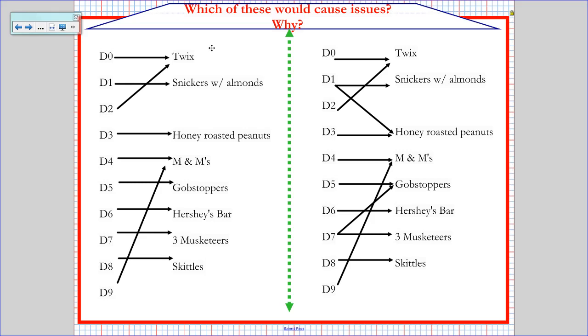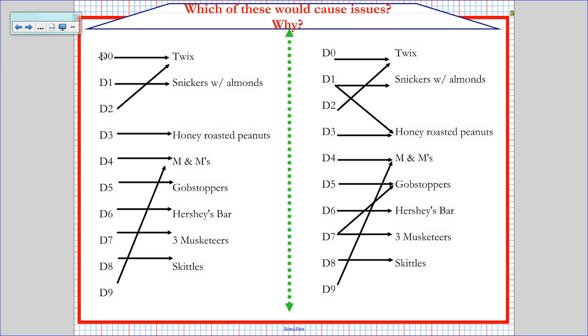So which one of these two vending machines would cause problems? The one on the left or the one on the right? The inputs are keypad numbers, and the outputs are candy. Pause the video and decide which one would be an issue. All right. I think the vending machine on the left is all right, and the vending machine on the right is going to cause us trouble.